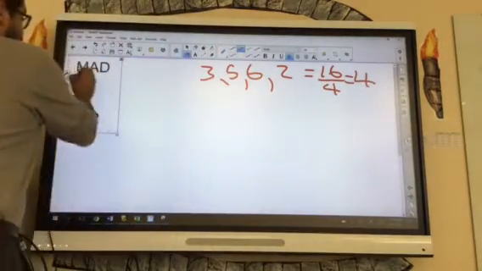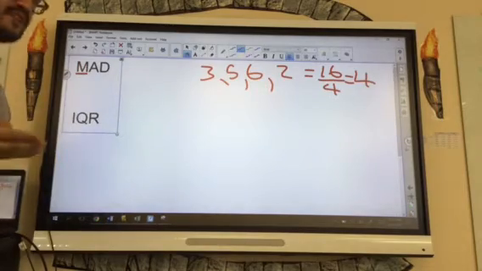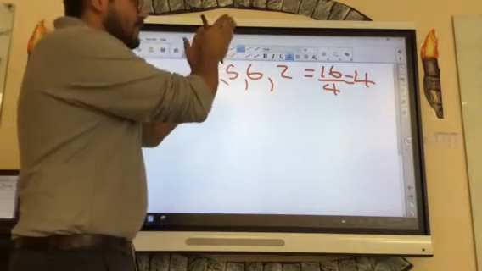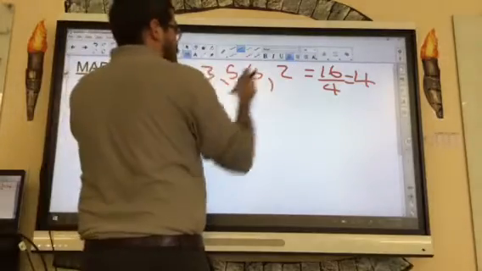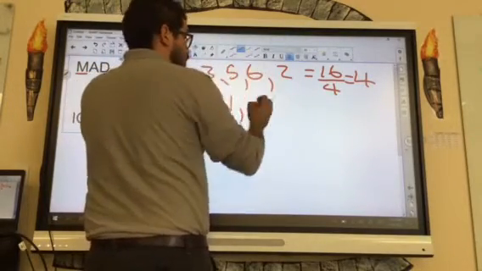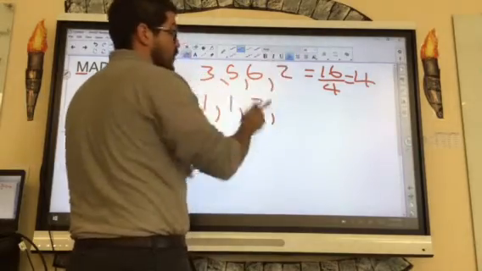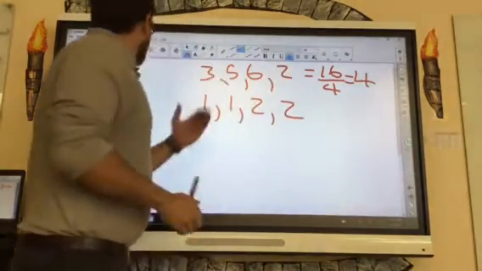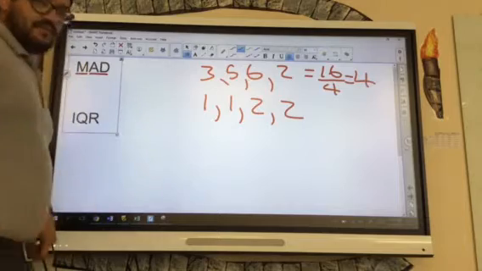Okay, so I've done this part, mean. Now I have to do the absolute deviation, which is the distance from the mean. So how far is 3 from 4? That's 1. How far is 5 from 4? That's 1. How far is 6 from 4? That's 2. How far is 2 from 4? That's also 2. Now I know the absolute deviation.